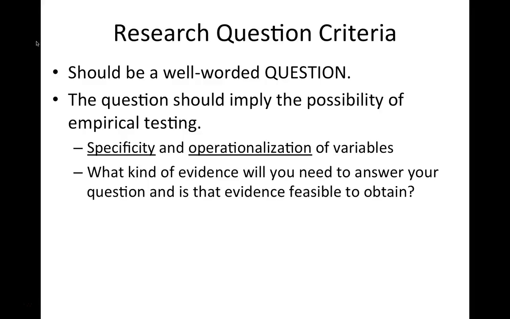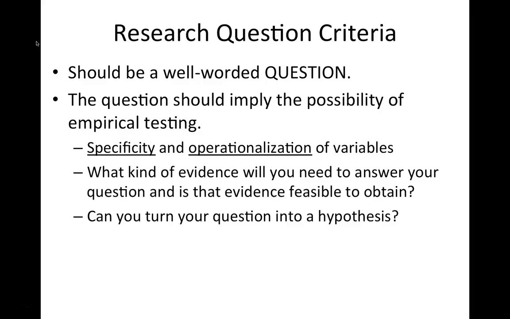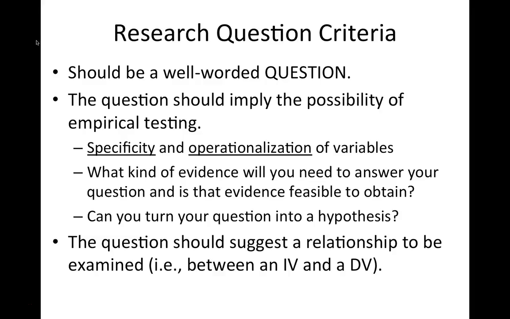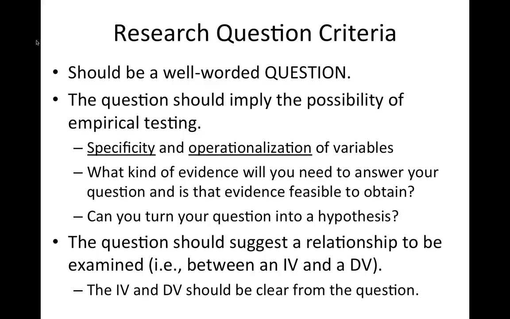And then for research questions more generally, you'll always think about what kinds of evidence you'll need to answer your question and if that evidence is feasible to obtain. And you always want to make sure that you can turn your question into a hypothesis. That will help you determine if your question is an appropriate and well-worded question. This question should always suggest a relationship to be examined, so between an independent and a dependent variable or multiple kinds of variables. And your variables should be clear. Independent, dependent, control, whatever should be clear from the question. Your reader should be able to look at that question and identify immediately what your independent and dependent variables are, as well as other control, moderator, mediator variables.